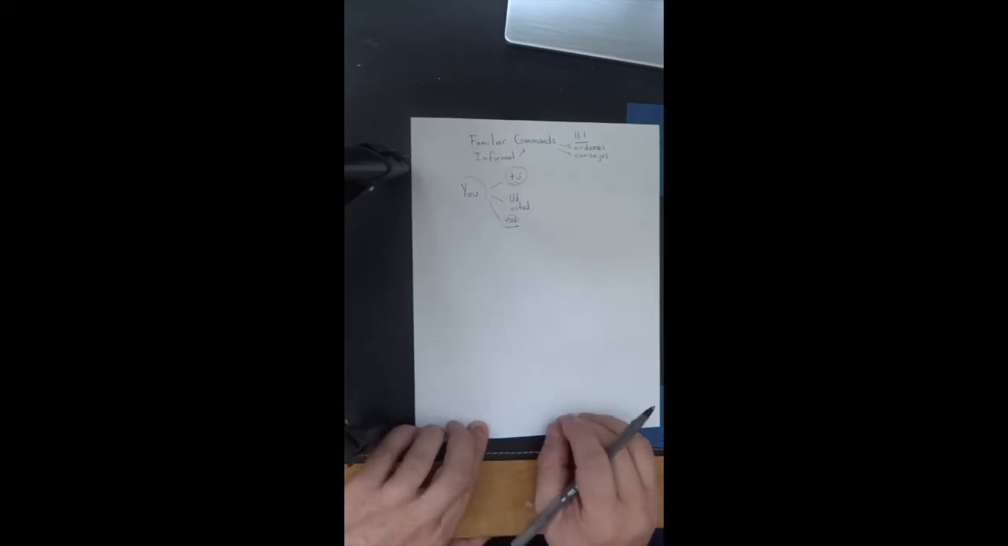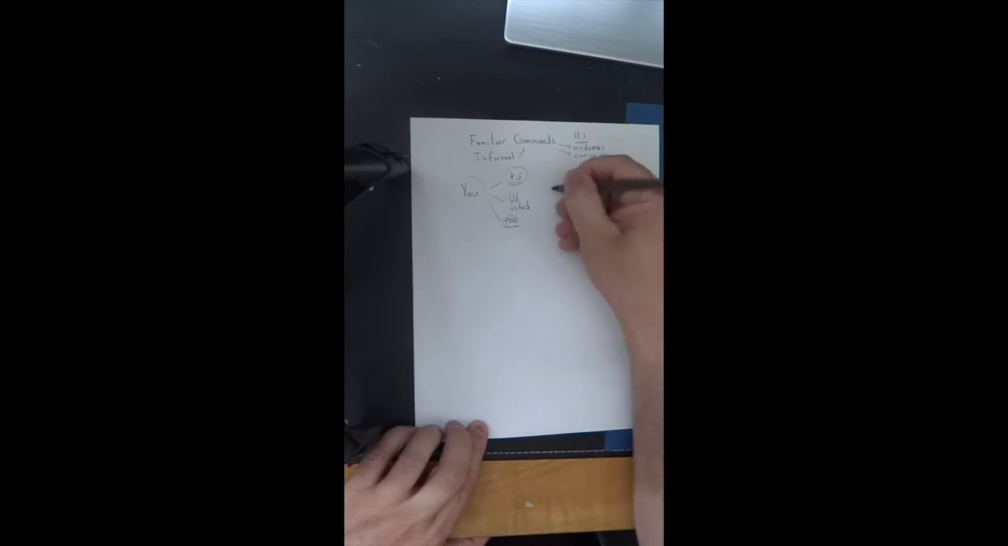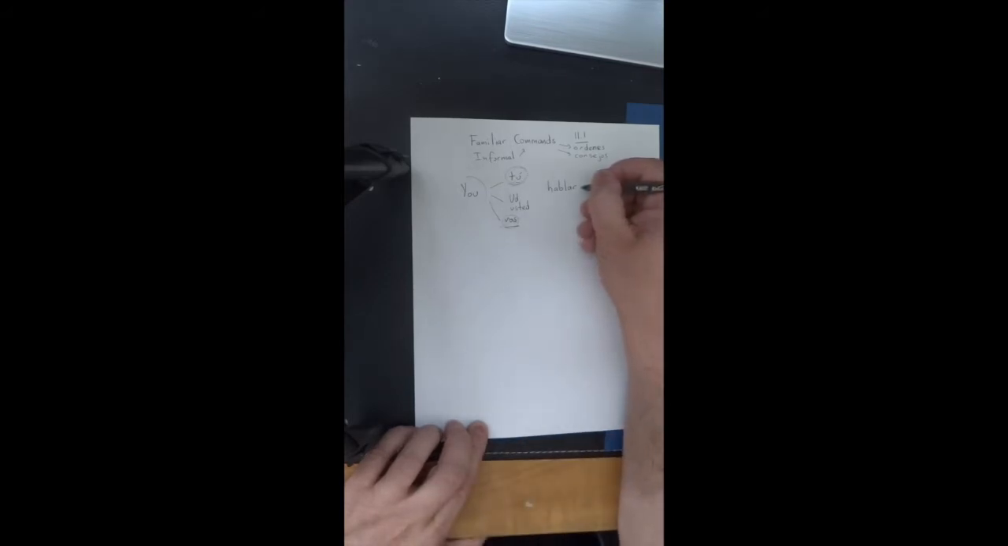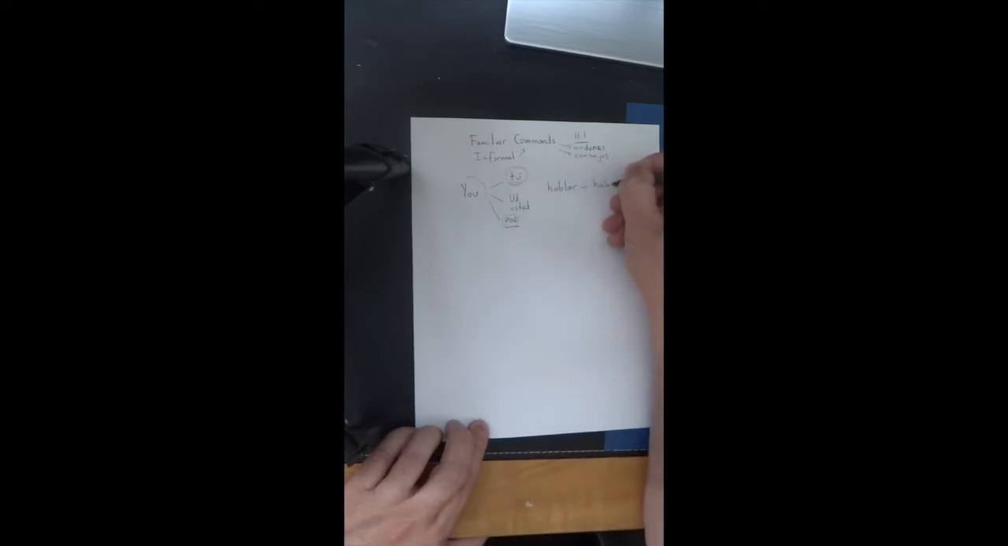Muy bien. So, how do we form these familiar or informal commands? I'm going to give you el verbo hablar. So you want Alfredo to talk. So you say, Alfredo, talk. En español, we're going to say to Alfredo, Alfredo, habla.